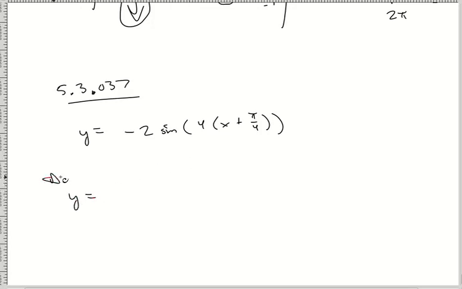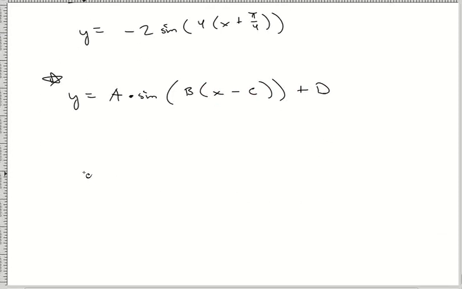So this is my formula, okay? Y is equal to A times sine or cosine, either one's fine, of B times (X minus C) plus D. Now you can use different letters for some of this stuff. A, B, C, and D is super easy. My amplitude, we've already talked about, is the absolute value of A, the number in the front. My period is always 2 pi divided by B, that number.